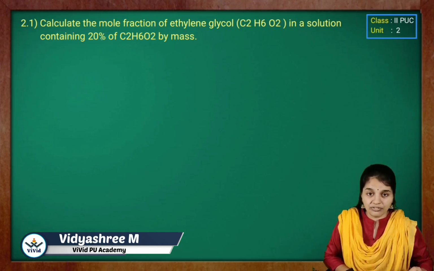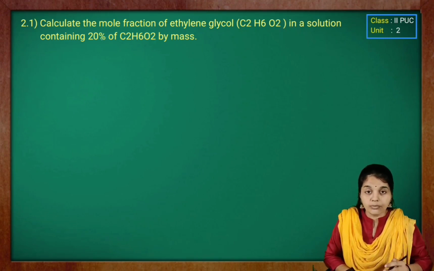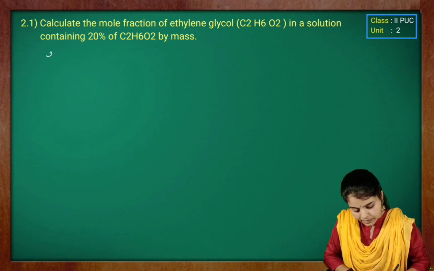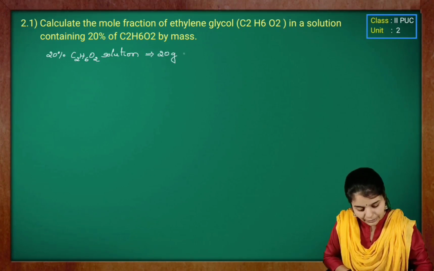In order to calculate mole fractions, we need to calculate the number of moles in the beginning. So now let us calculate the number of moles of ethylene glycol as well as water. In the question, they have given that we have 20% of ethylene glycol, that is C2H6O2 by mass in the solution, which means that we have 20 grams of ethylene glycol in 100 gram of solution.